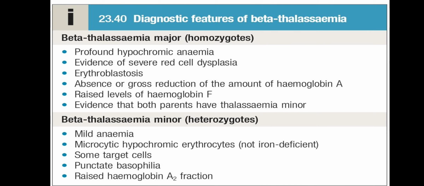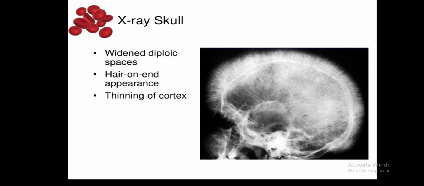And beta thalassemia minor, its heterozygotes, will have mild microcytic hypochromic anemia. Some target cells and punctate basophilia may be seen, but there will be a raised hemoglobin A2 fraction and they are asymptomatic or mildly symptomatic.